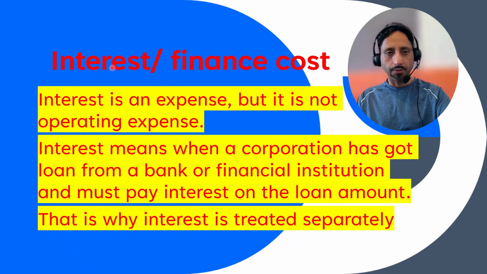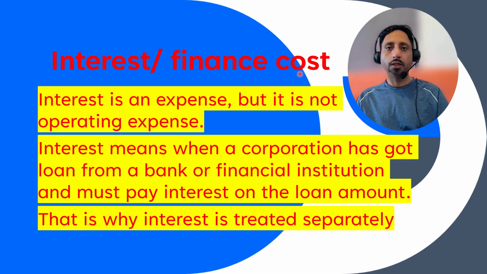Now the next element is the interest. Interest is also called finance cost. Interest expense means that you have to pay interest on any amount of loan your corporation has borrowed. So interest is an expense and it is not considered as part of operating expense because this type of expense is not related to the operations within a corporation. So that is why it is dealt with separately.